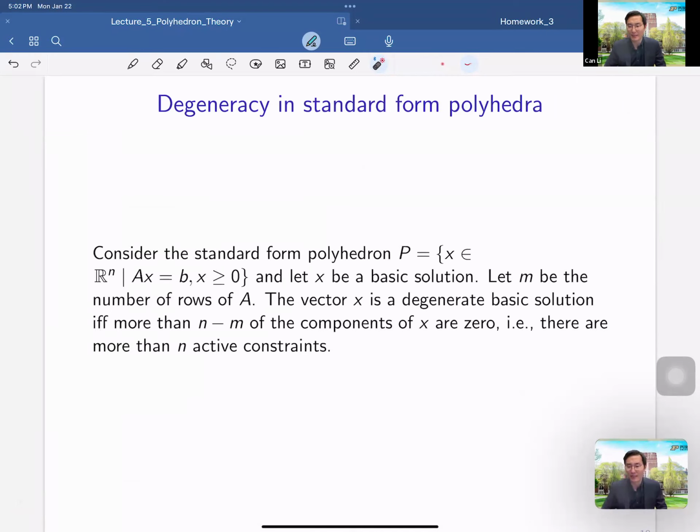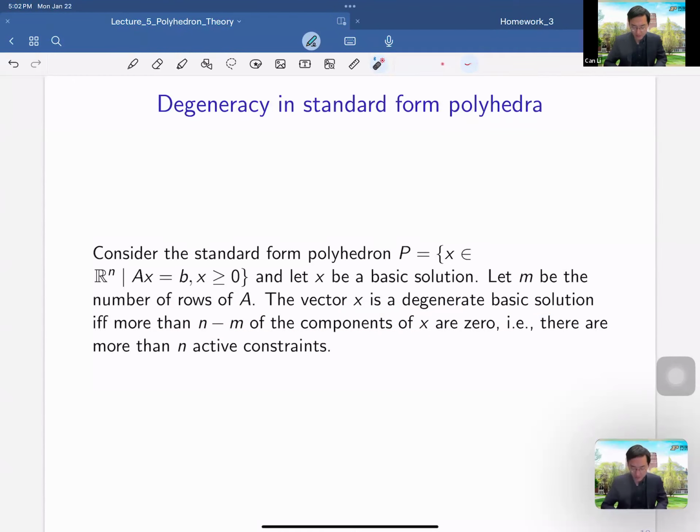So let's apply degeneracy in a special case. If we are talking about the standard form polyhedron, we have constraints Ax = b, x greater than or equal to 0, and let x be a basic solution. Let m be the number of rows in A. Then the vector x is a degenerate basic solution if and only if more than n minus m of the components are 0.